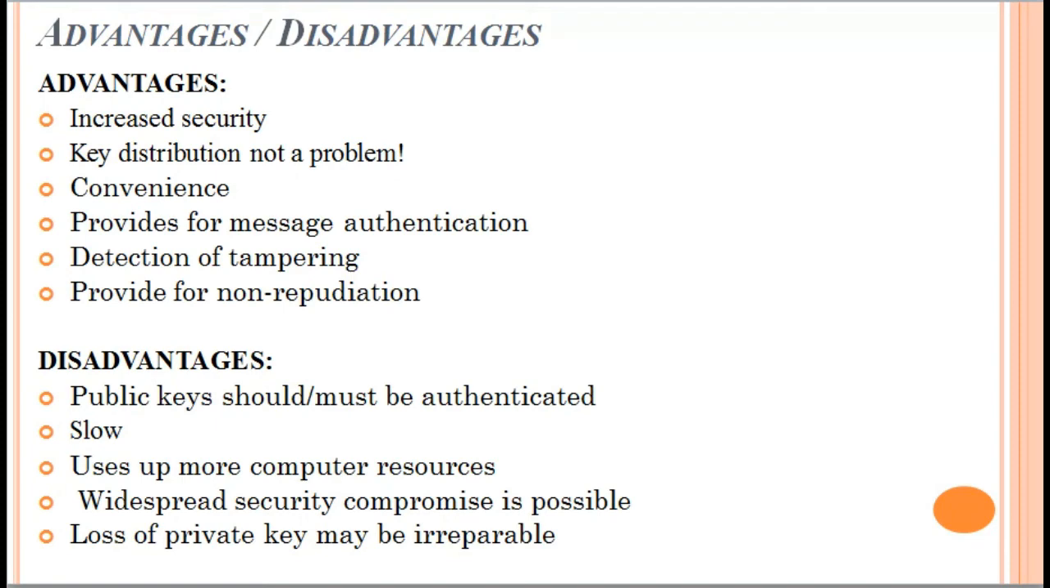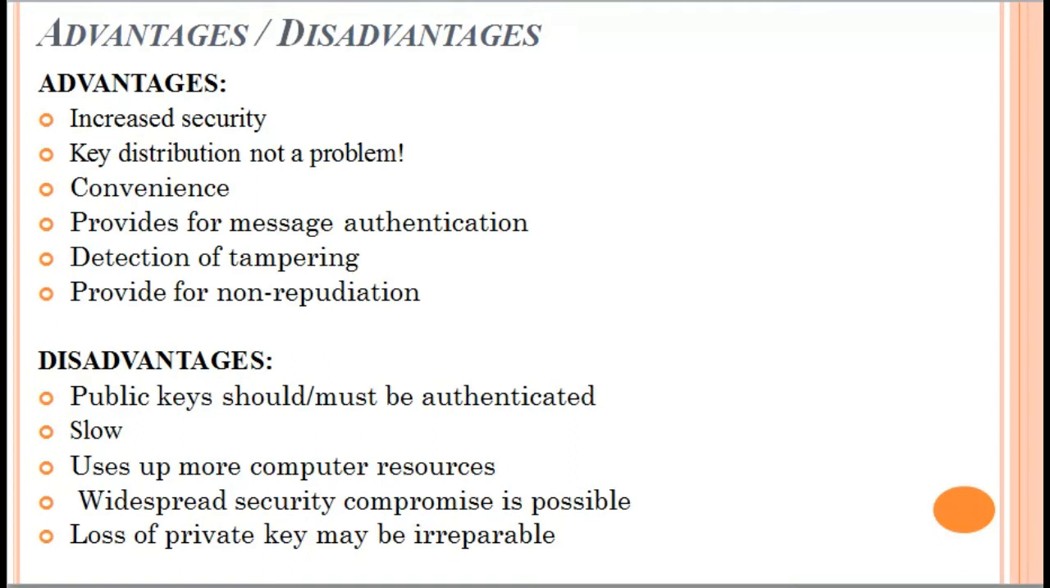These are used in asymmetric key encryption. So it's slower as compared to symmetric encryption. It uses more computer resources because here two keys are used for encryption and decryption. So as compared to symmetric, here one process is more, so more resources are used by the computer.